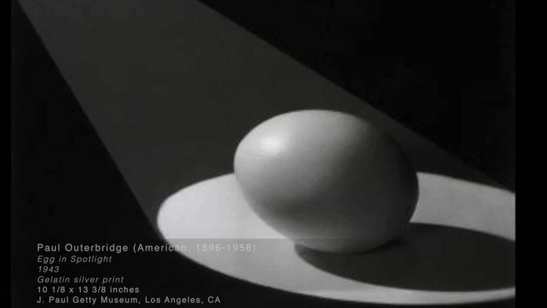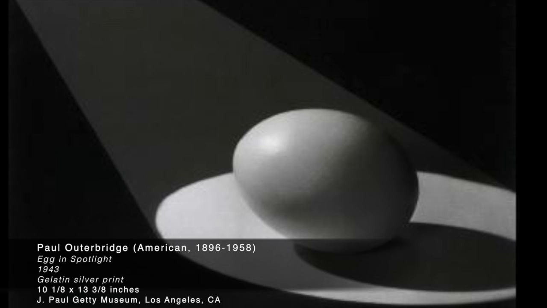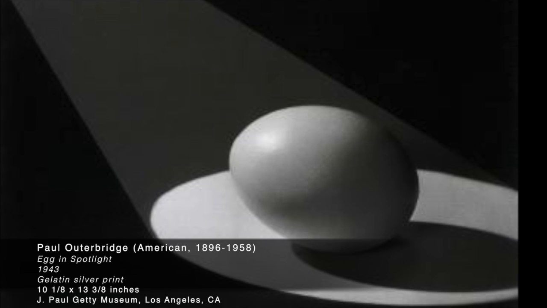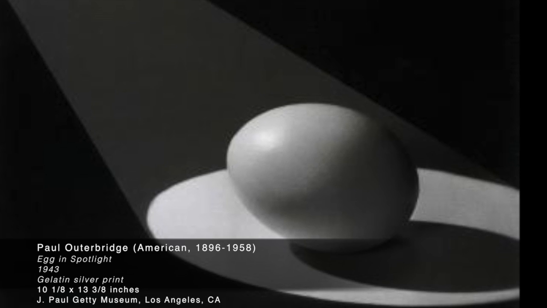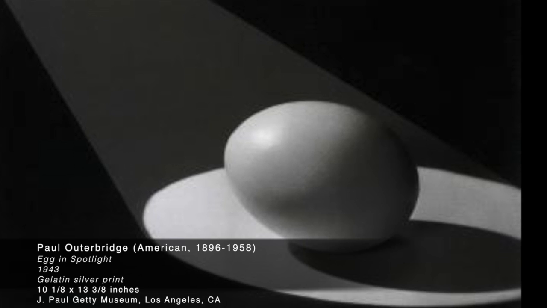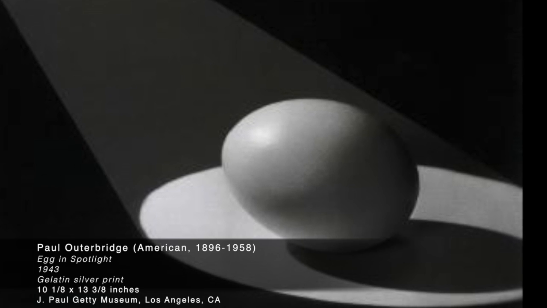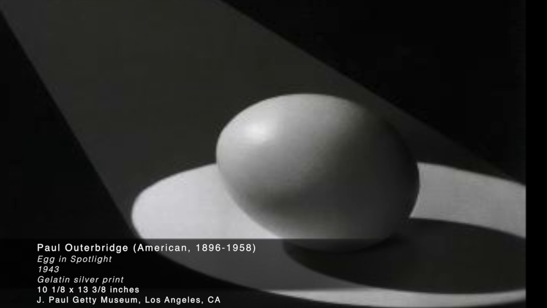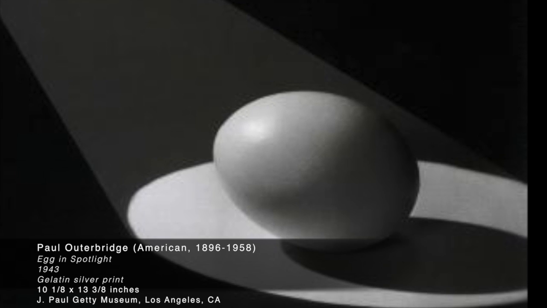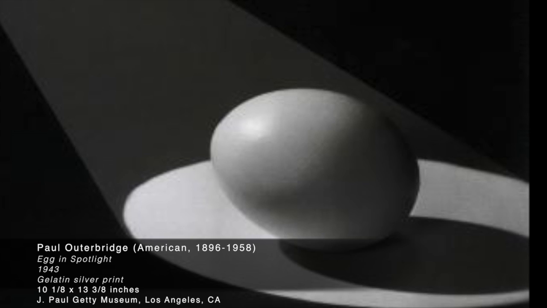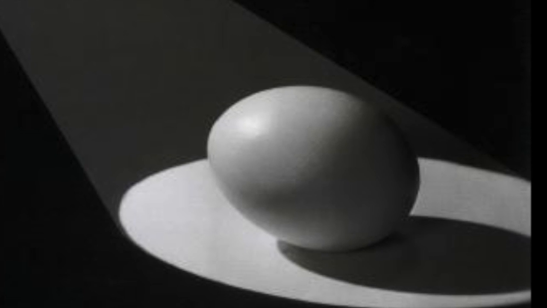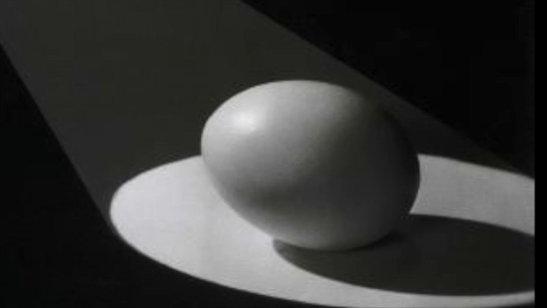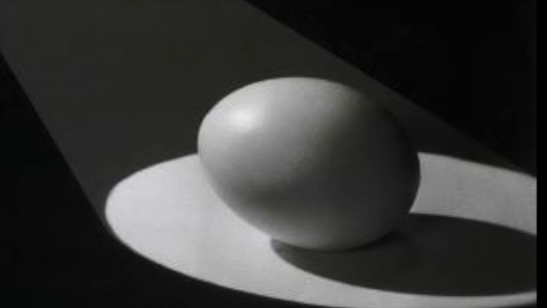Paul Outerbridge began his artistic career as an illustrator and designer, taking up photography professionally in the 1920s, primarily in advertising in New York City. From 1925 to 1929, he worked for Vogue magazine in Paris, where he met and was no doubt influenced by photographer Edward Steichen. In 1943, the year of this photograph, he gave up commercial photography and moved to Hollywood.